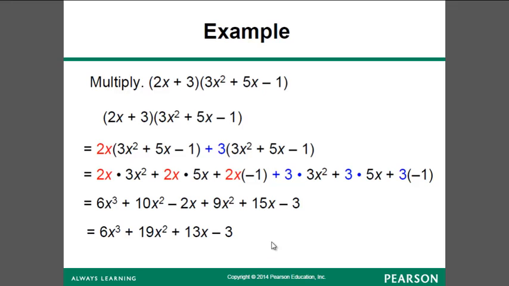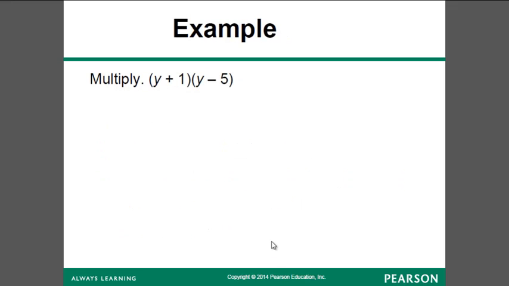Now let's try a binomial times a binomial. I have y plus 1 times y minus 5. What if we do like we did in the previous problem, I would take y times y, and y times negative 5. I would also take 1 times y, and 1 times negative 5. This method is actually called the FOIL method.